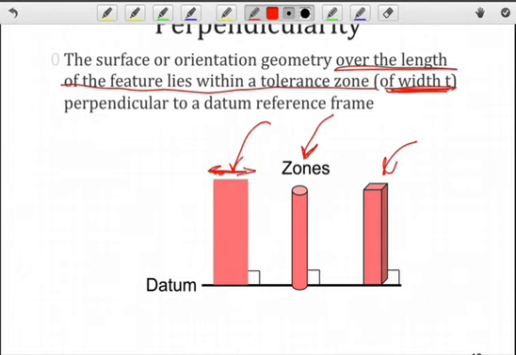Here it's the distance between those two lines, here it's the diameter of the cylindrical tolerance zone, here it's the distance between the two planes. And of course, whatever this geometry is has to lie within that tolerance zone. The tolerance zone is what's oriented perpendicular to the datum, one or more datums.